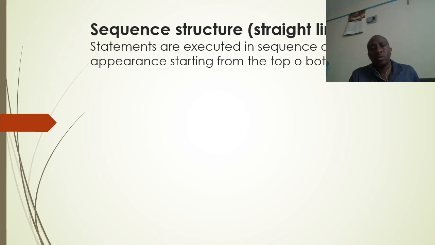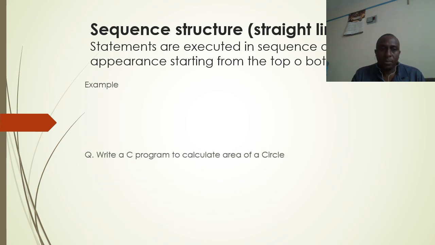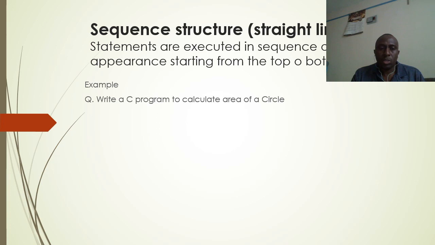In this, we first check on the sequence structure, or straight line path. These statements are executed in sequence in order of their appearance, starting from the top to bottom. For example, we have a question here: write a C program to calculate the area of a circle.